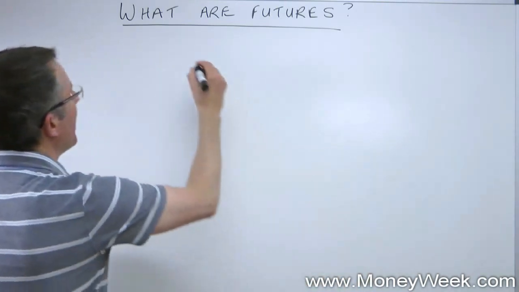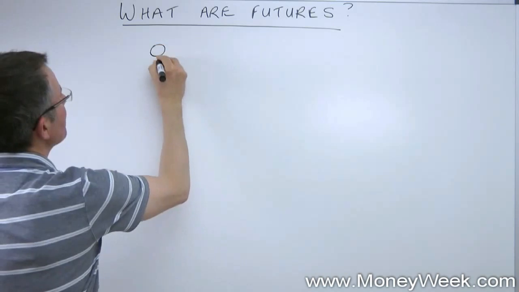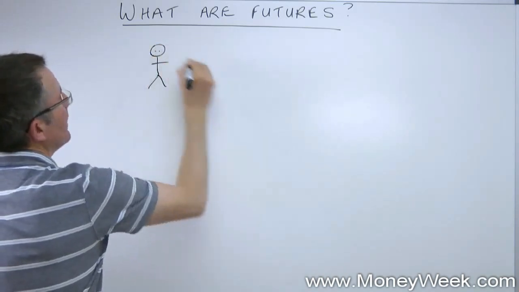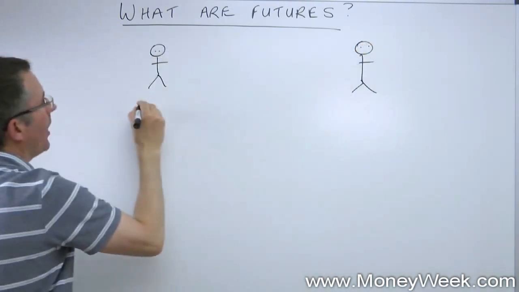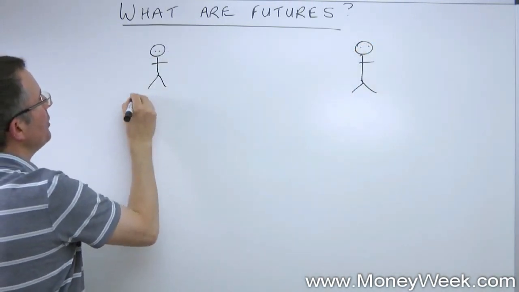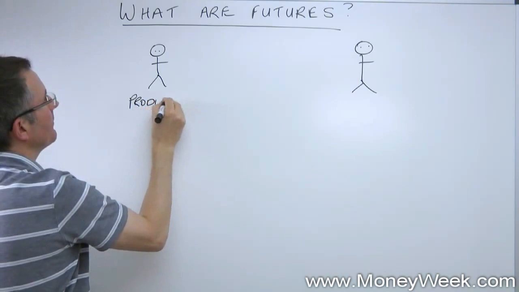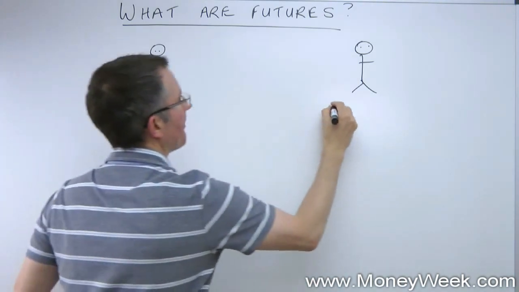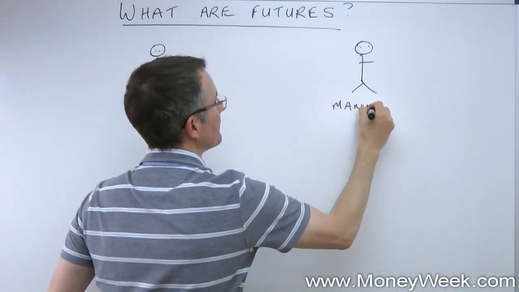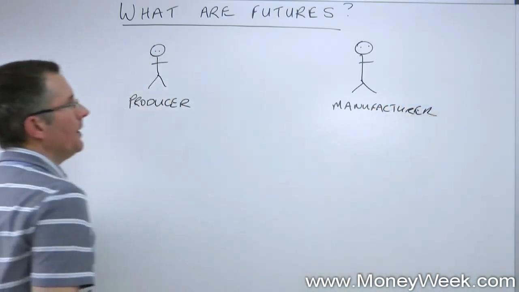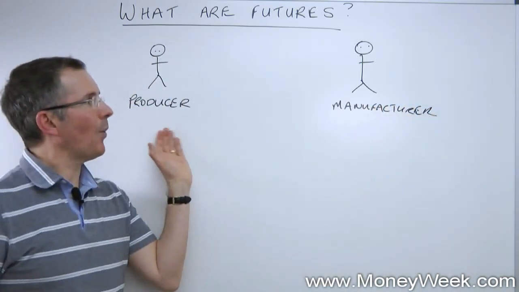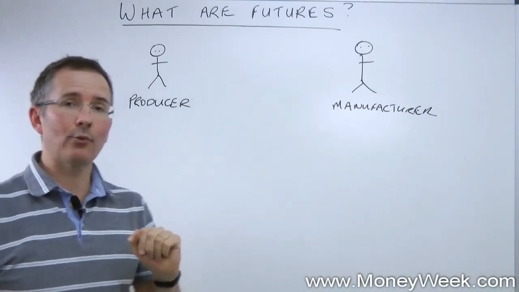So imagine I've got, let's say, a couple of sort of slightly undernourished looking chaps here. One is a producer and the other is a manufacturer. Now, producers have a worry about prices. Normally it's that prices will fall.